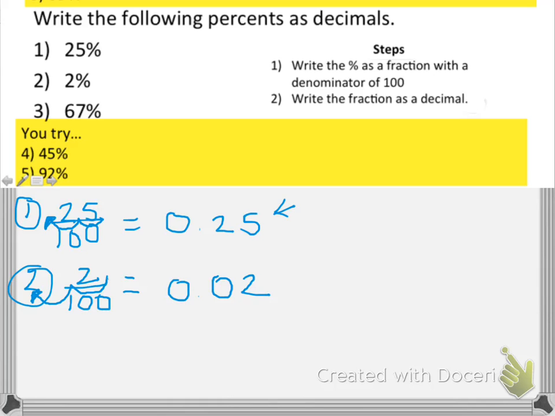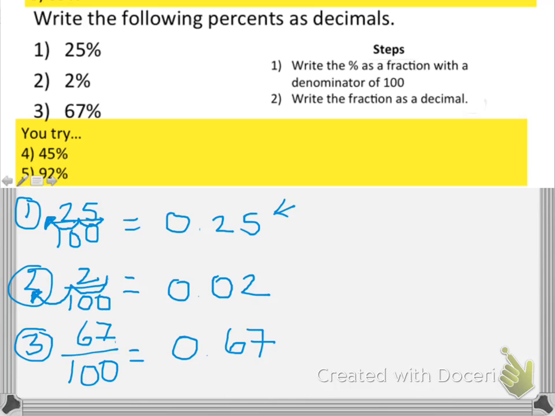Hopefully number 3 went well for you. Let's go over it now together. 67%. So write it as a fraction with the denominator of 100. 67 out of 100 is equal to 67 hundredths. Okay, how would we write that? 0.67. That's 67 hundredths. Again, you can just move your decimal over 2 to the right. Try the Try on your own and make sure you really understand this. See you later.